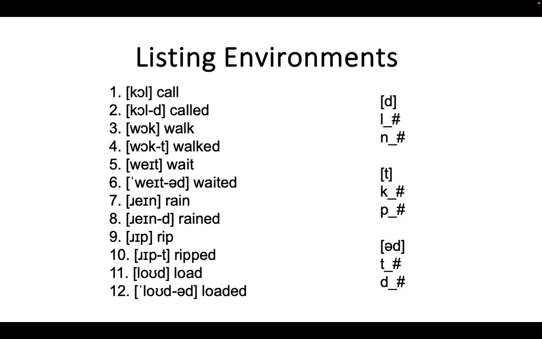And then let's look at the first list. The past tense suffix allomorph d comes after verbs that end in l or n, and both of those are voiced sounds. All right, so it seems like we are now ready to write a rule that explains all of this allomorphic variation.